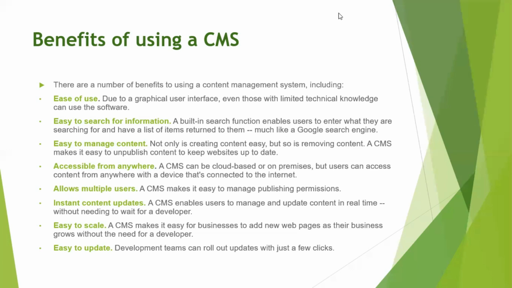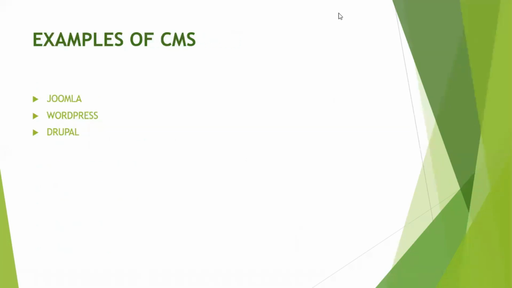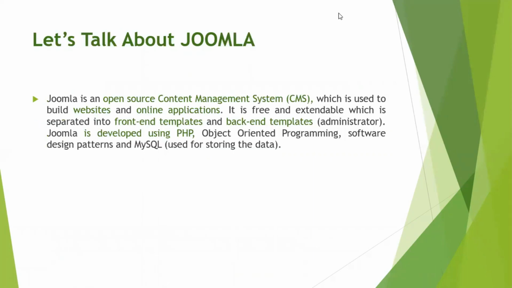Easy to update. The development team can roll out updates with just a few clicks. Yeah, all this stuff we can see later. So, examples of content management systems: there is Joomla, WordPress, Drupal, etc. But today we will talk more about Joomla because I'm familiar with Joomla and not WordPress and Drupal. So let's talk about Joomla.